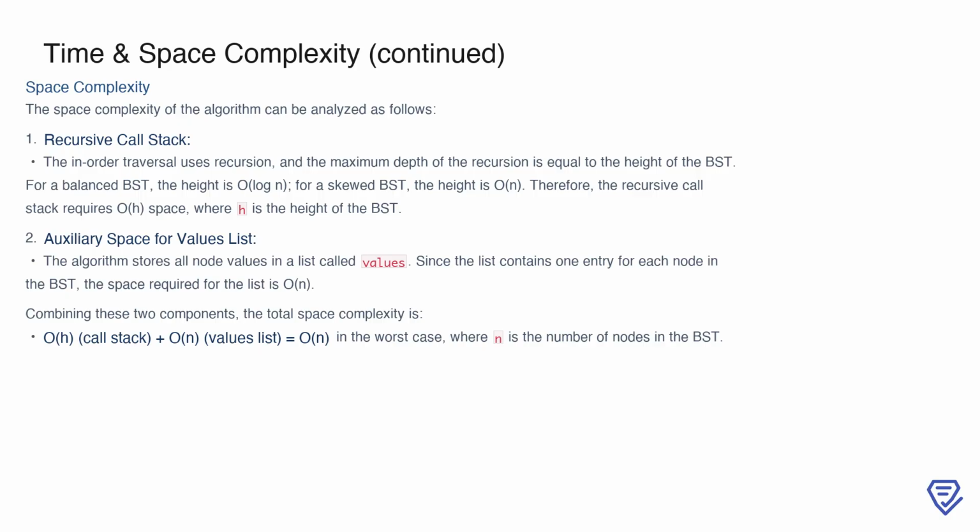Additionally, the algorithm stores all node values in a separate list, which requires O(n) space since there are n nodes in the tree. Combining these two factors, the total space complexity is O(h) for the recursive call stack plus O(n) for the values list. In the worst case, where h equals n, the total space complexity becomes O(n).